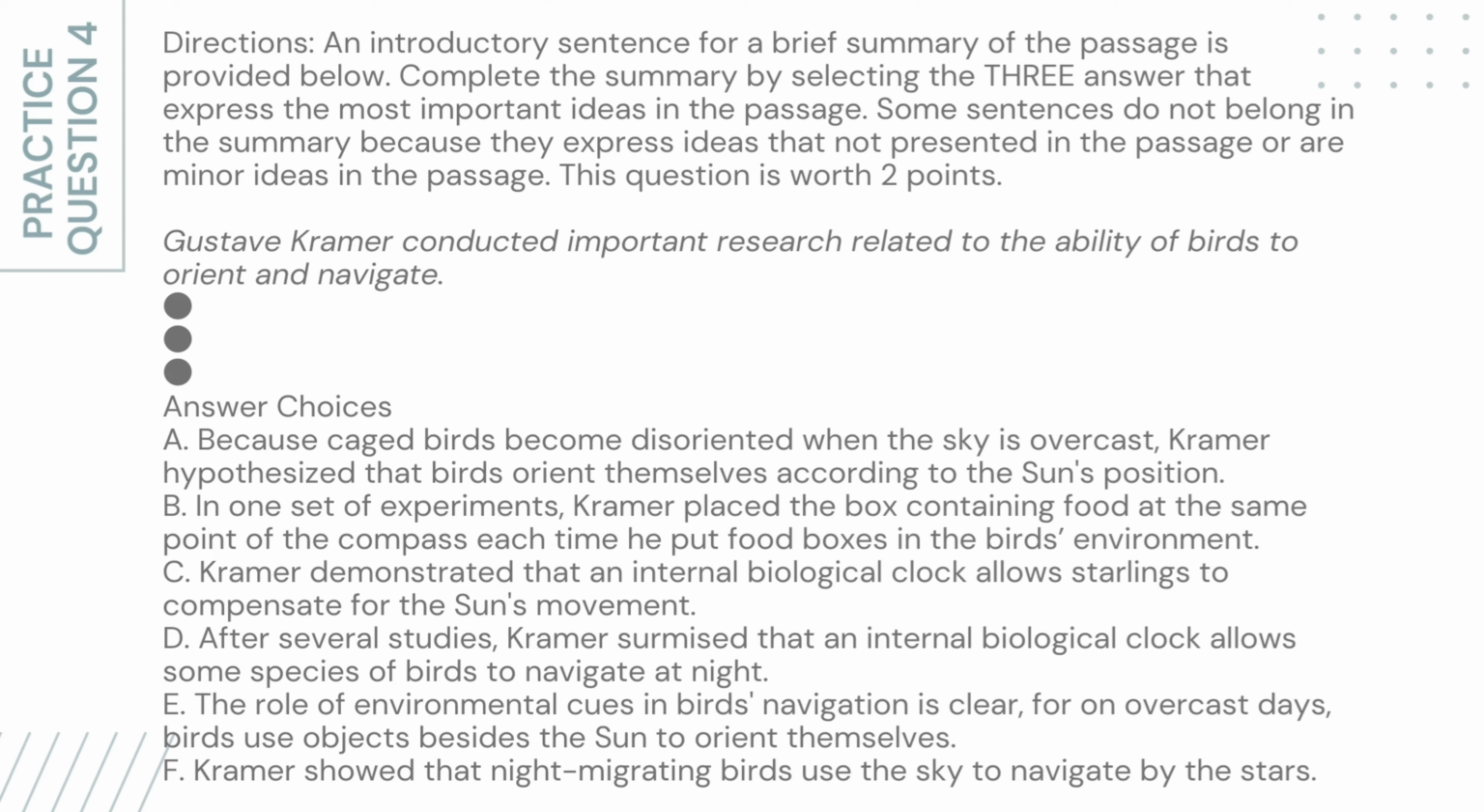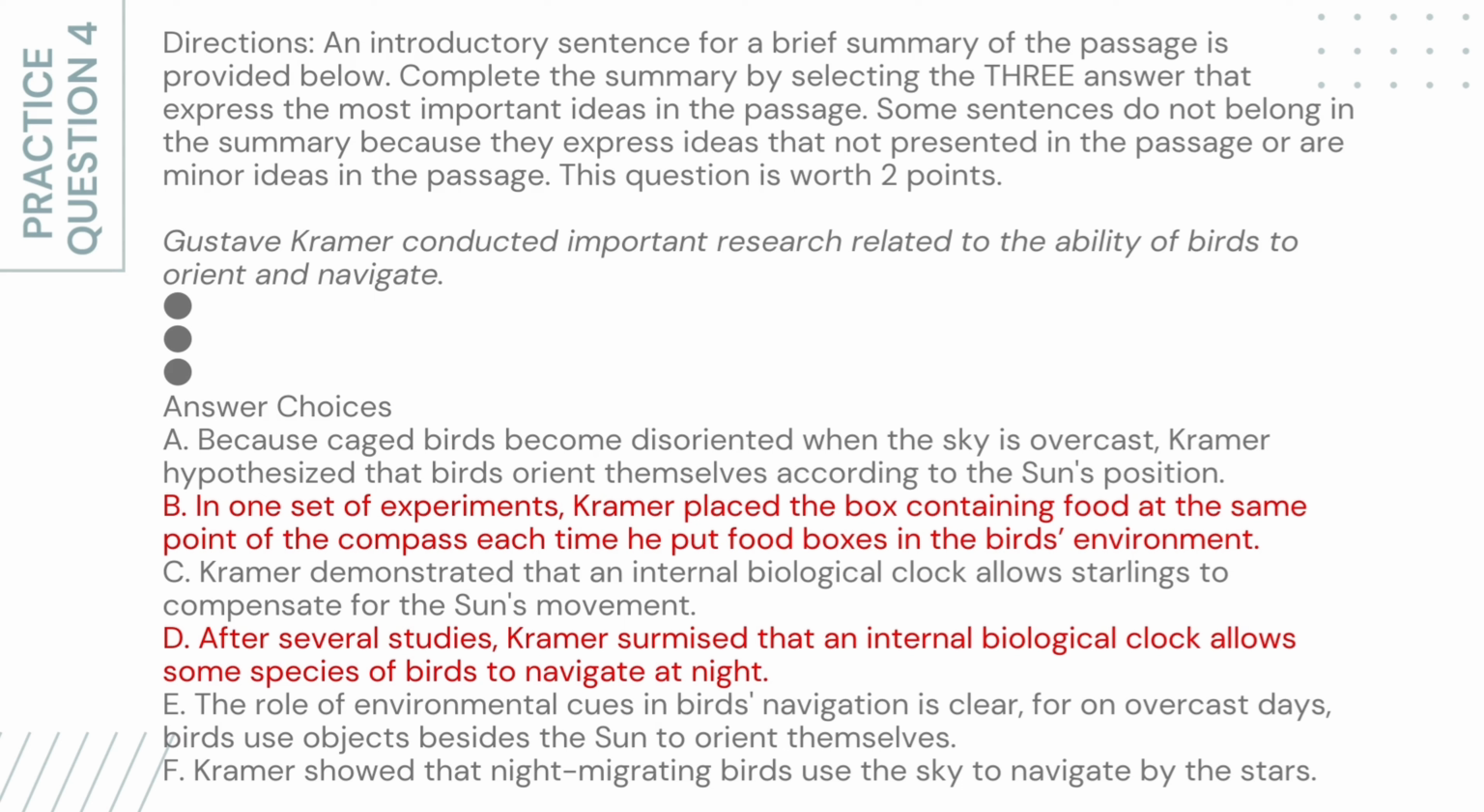So if you look at choice B, Kramer is there in choice B, C, and D, and F as well. He's in a lot of those. So let's start with B. Do we want to eliminate B? Yes, we do, because although it does include our dear Kramer, it is not true. It is a misreading of paragraph 4. He did place boxes containing food, not each time he put food boxes in the bird's environment. Okay, what do we want to eliminate next?